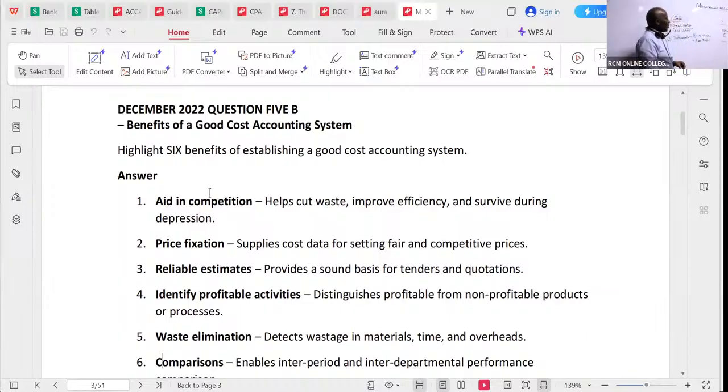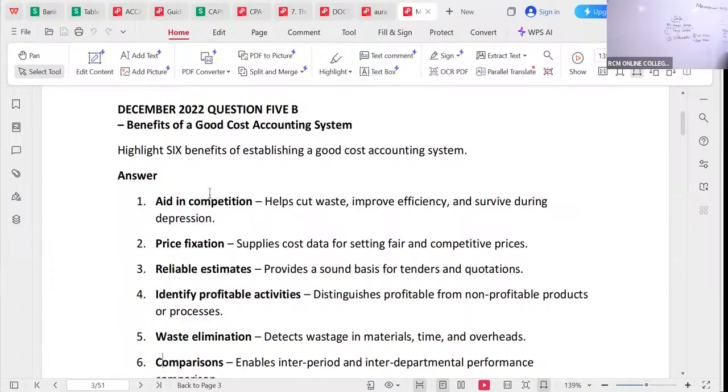All right, so this is the concept of management accounting. We need systems which ensure that we are cost leaders. Number 2, if we have a cost accounting system, price fixation will never be an issue. It supplies cost data for setting fair and competitive prices. Number 3, reliable estimates, because of budgeting and the setting up of quotations.